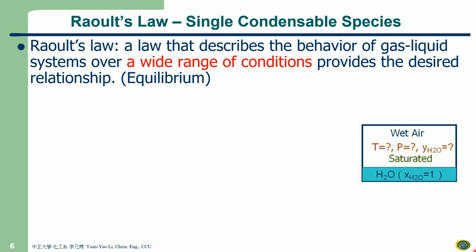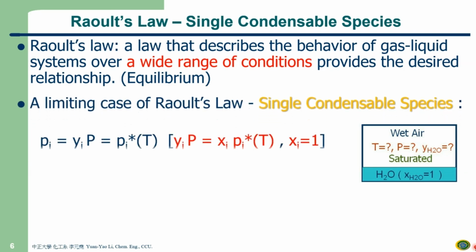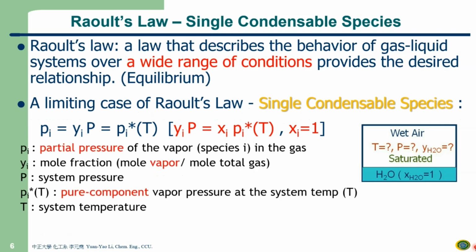Raoult's law is a law that describes the behavior of gas-liquid systems over a wide range of conditions, and provides the desired relationship. What kind of relationship? Temperature, pressure, and the molar fraction of the water vapor. Okay? So this is Raoult's law.